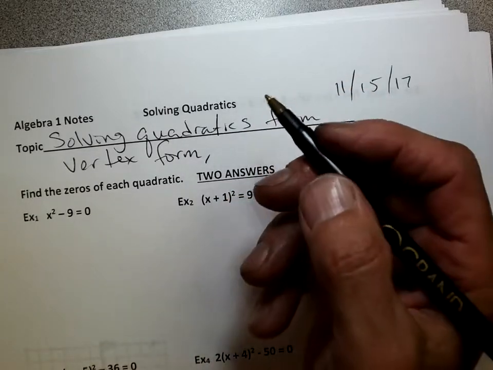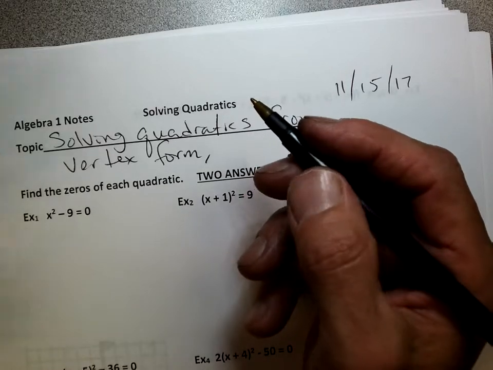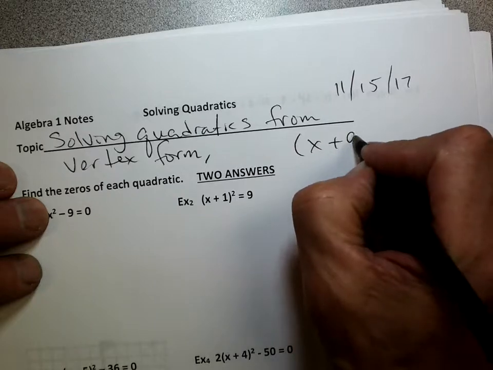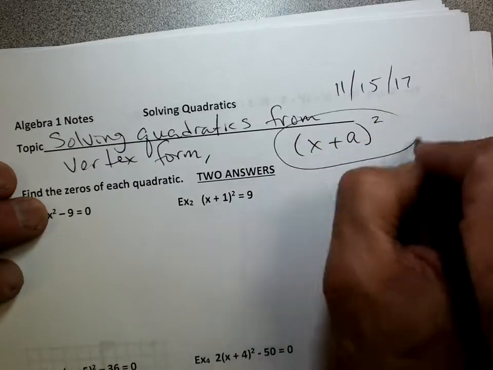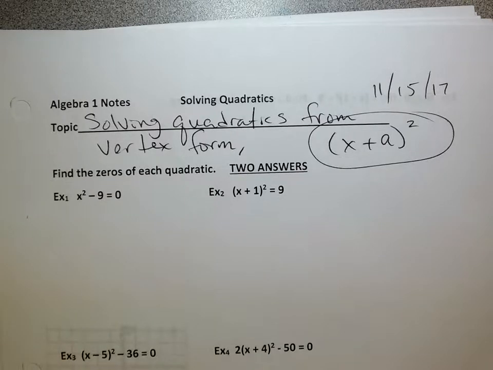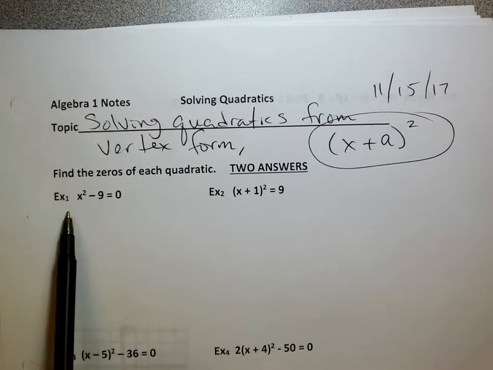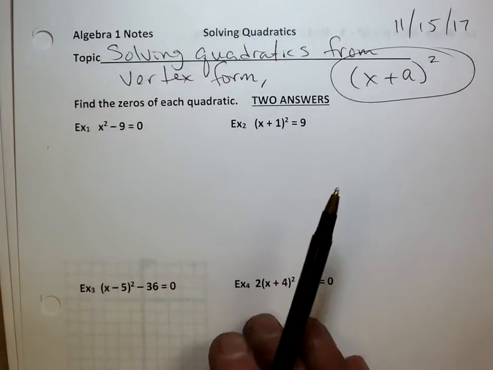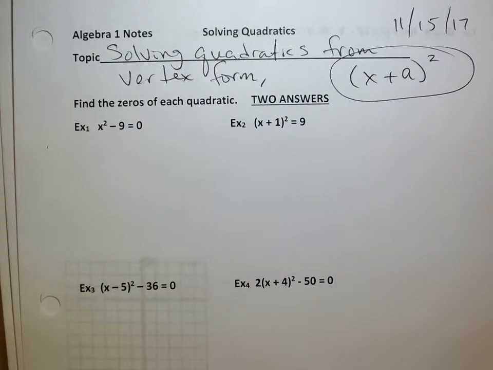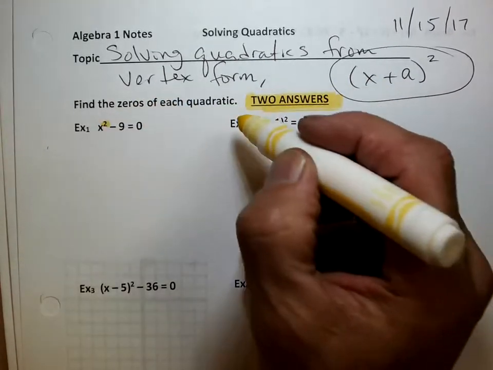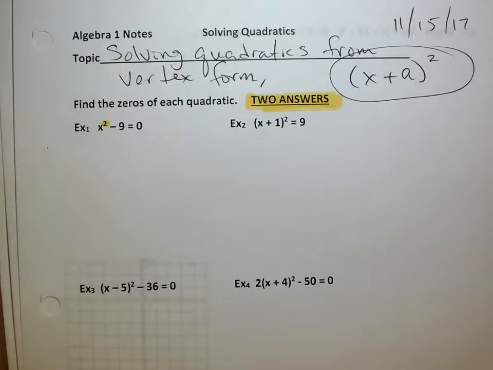Okay, so vertex form we learned the other day was when we had the x plus something quantity squared, right? That was vertex form, okay? So what we want to do is this. There's two ways to do number one. One is by factoring. Factoring is great, but I'm going to show you both ways, okay? Before we even start, we know that all of these are going to have two answers. Anytime you have an x squared, you're always going to have two answers.